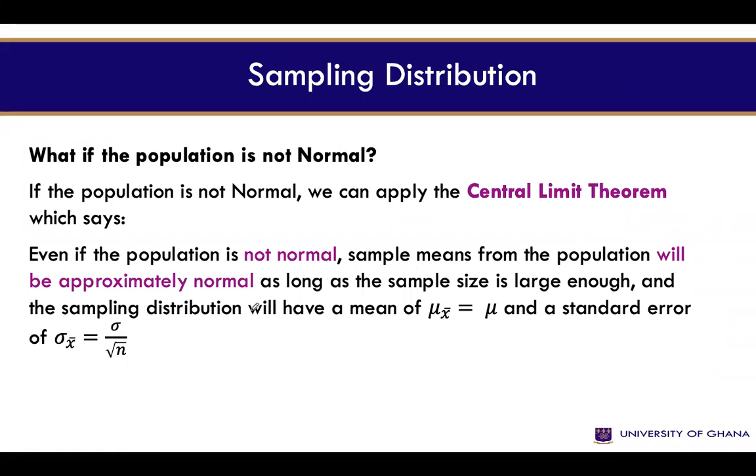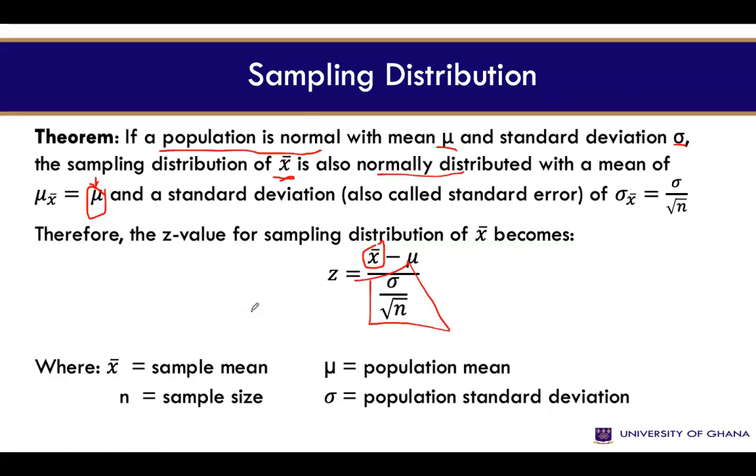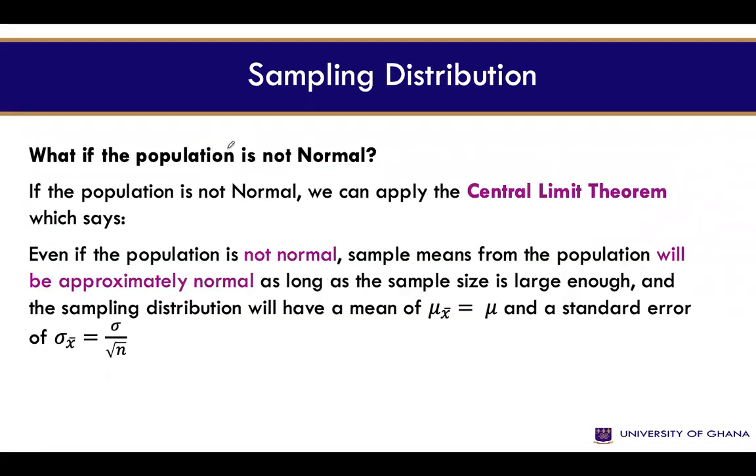Now, what if the population is not a normal population? Remember that the theorem said that if a population is normal, then the sampling distribution is normal. What if the population is not normally distributed? Then you can apply what we call the central limit theorem, which is arguably one of the breakthroughs in statistics and in sampling theory.